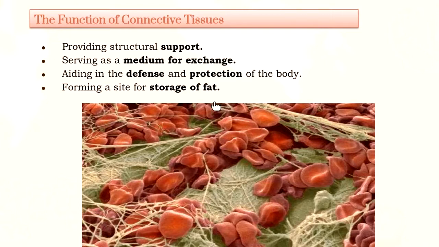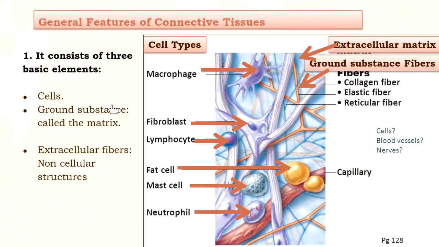Now general features of connective tissue. Here we will study how is the connective tissue and what are the basic features of the connective tissue irrespective of the different types. Basically connective tissue consists of three elements. First element is the different types of cell. Second element is ground substance, which is also called matrix, and third is the extracellular fibers.